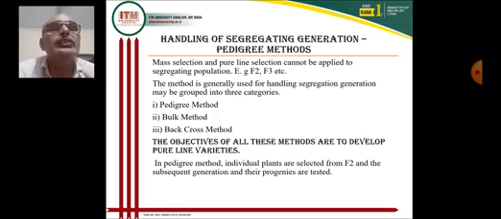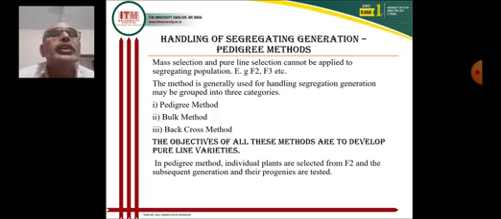These generations are obtained by selfing, and there is segregation of genes that takes place in these generations. So variability is observed in F2, F3 and F4 generations. These generations are known as segregating generations because variability is created by the segregation and recombination of the genes.